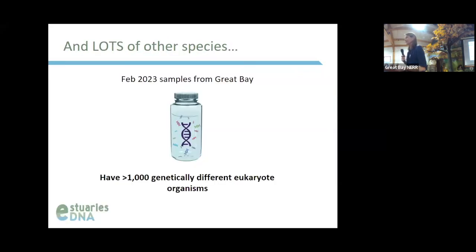Possibly even more interesting is we can run these samples for very broad, say, eukaryote species. If we take the 2022 Great Bay samples, there are over 1,000 genetically different things in those samples. We don't necessarily know what they are by name, but we can tell roughly where they are in the phylogeny. Some of them we can name. And we can potentially use that to tell us how the system is changing, or if there are particular characteristics in different areas of the system.